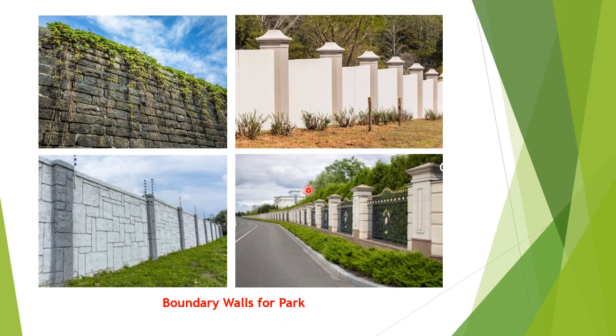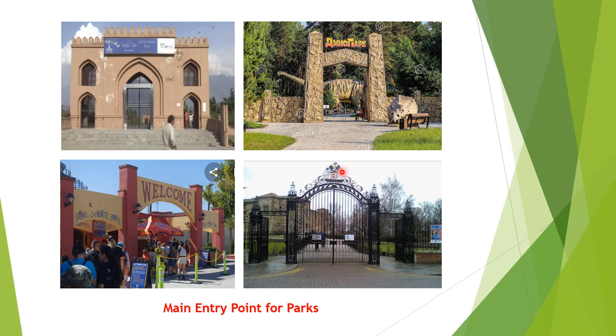Boundary walls for different types of parks. And then you can also have the main entry points, which is significant. You see, this is the entry point for the garden, called Badamwari in J&K. And then these are the different entry points, so they are always attractive entry points.